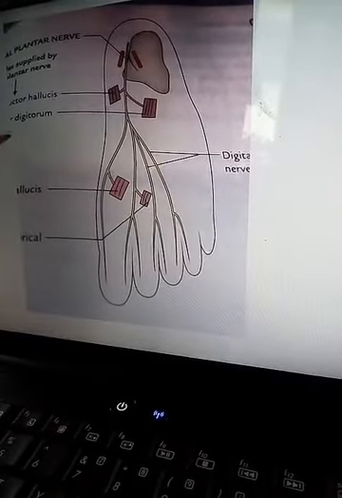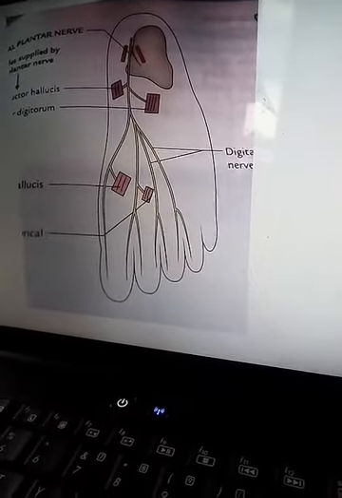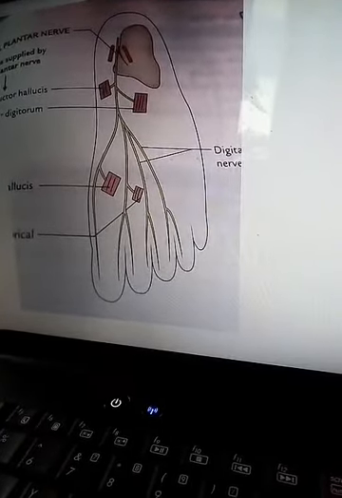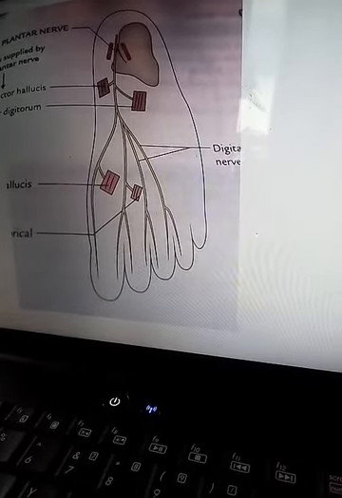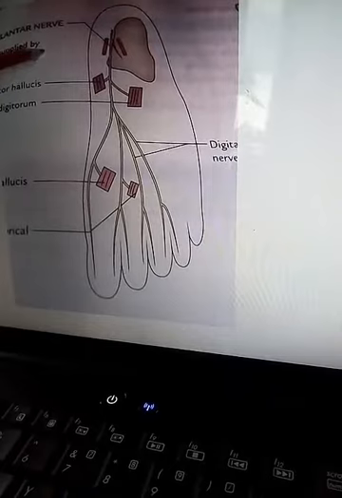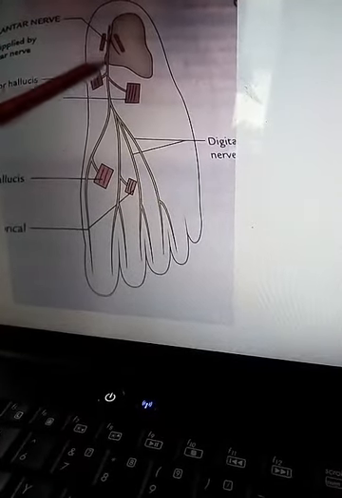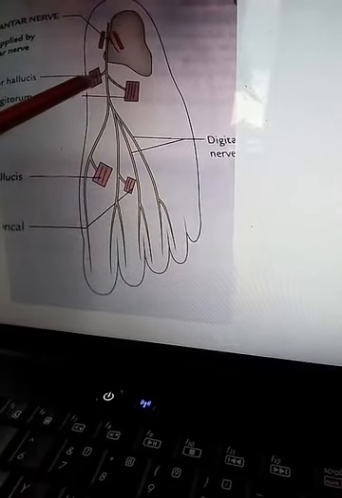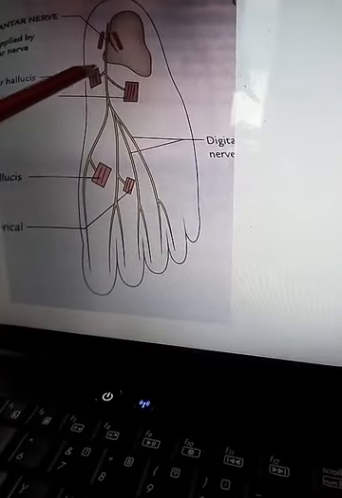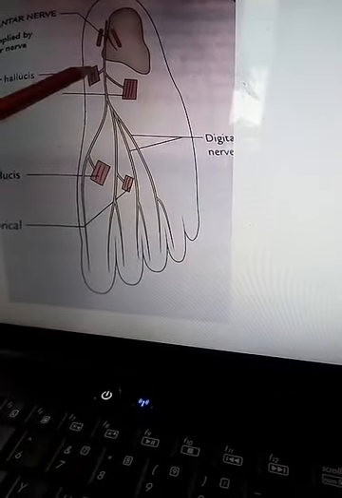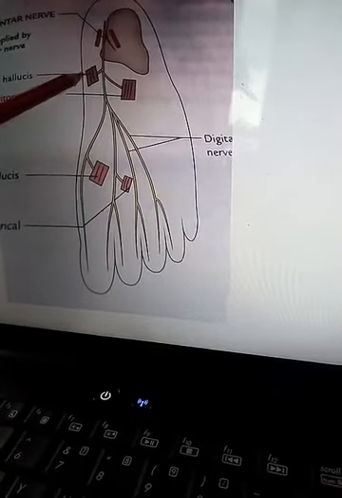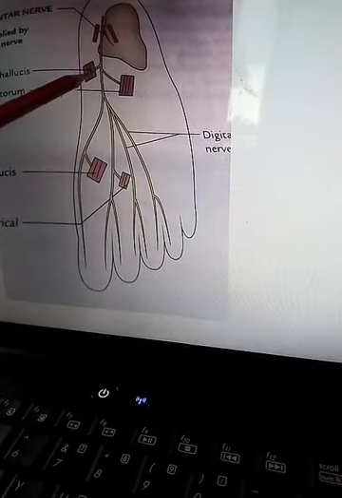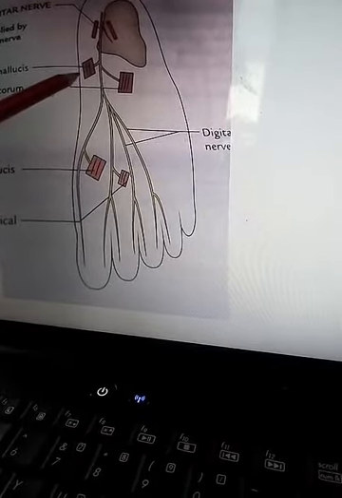Now plantar nerves. There are two plantar nerves, medial plantar nerve and lateral plantar nerve. Medial plantar nerve is a large terminal branch of the tibial nerve and begins deep to the flexor retinaculum. It passes forwards between the abductor hallucis and flexor digitorum brevis. It is accompanied by the medial plantar artery on its medial side.